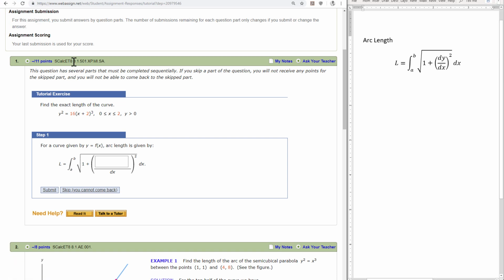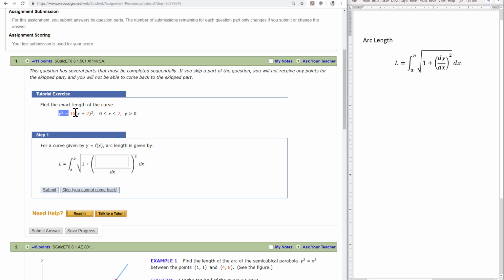Let's do this lab assignment problem from section 8.1. This is problem number 1. They want us to find the exact length of the curve, and the curve looks like it's y squared is equal to 16 times (x plus 2) quantity cubed. X goes from 0 to 2 and y is positive.